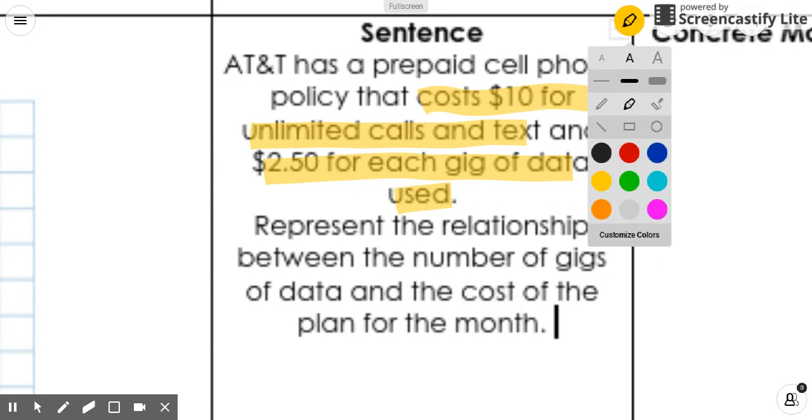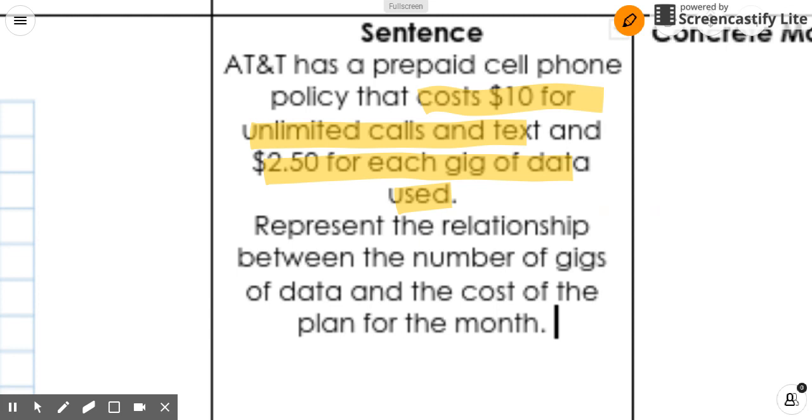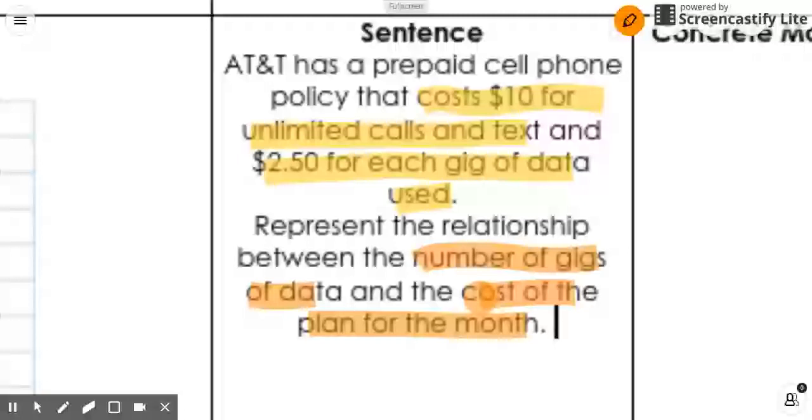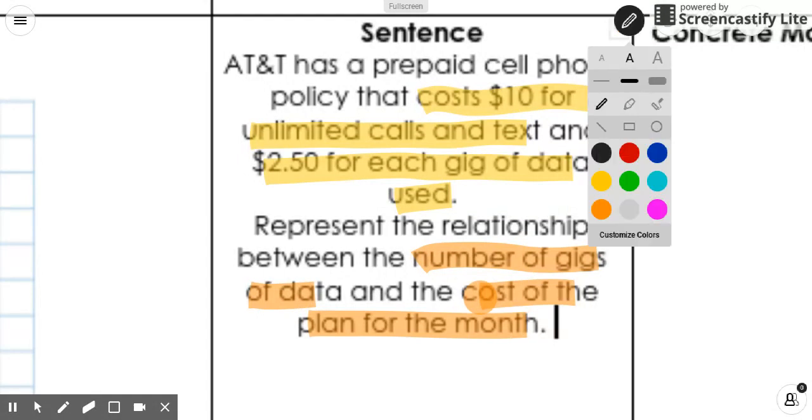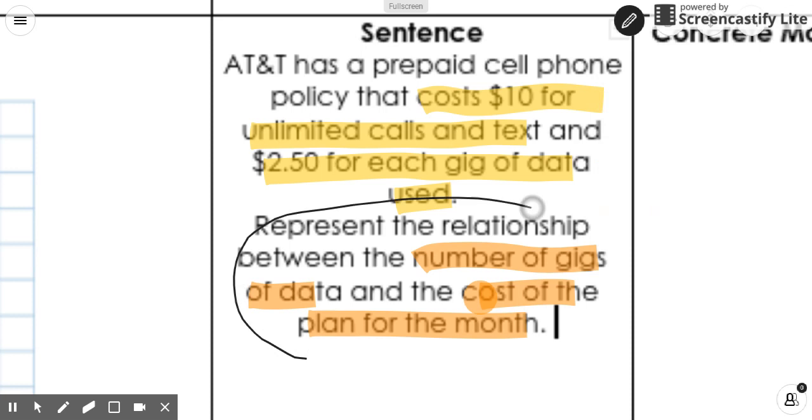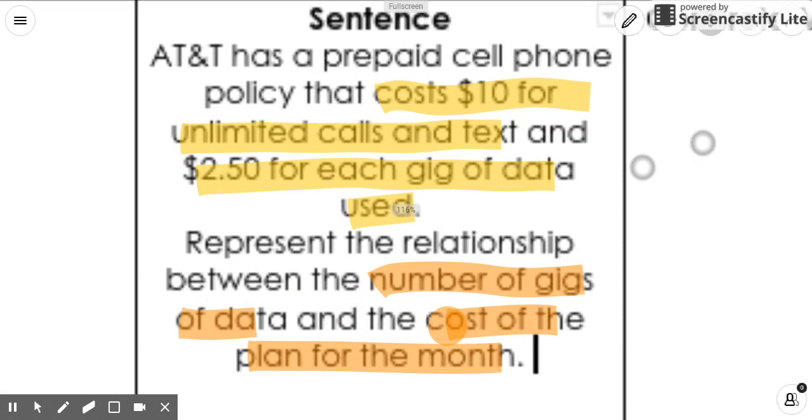of data used. And I always like to highlight also what I'm trying to do. So I'm going to talk about the relationship between the number of gigs of data and the cost of the plan for the month. Okay, so my favorite place to start is to actually identify the variables that I'm talking about. So the variables are always going to be this stuff in the last sentence. So I'm going to start by saying number of gigs of data is what I need.